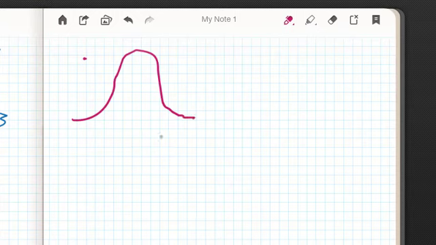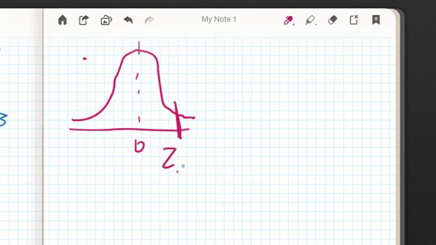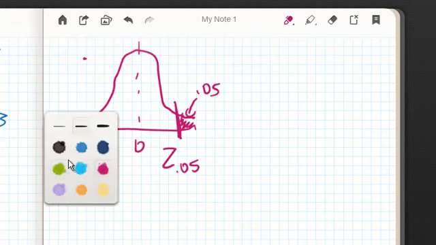Come over here with me real quick. Draw myself a normal curve. This is a standard normal curve, so I know here's 0. What we're saying is, what is the z-score? There's going to be a z sub 0.05 such that the area to the right of it is 0.05.